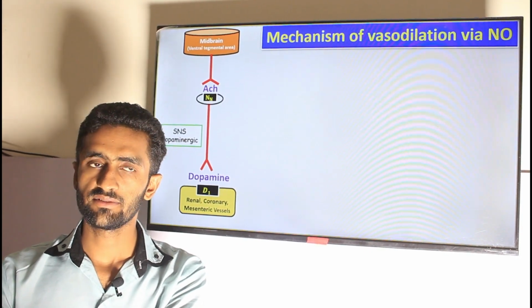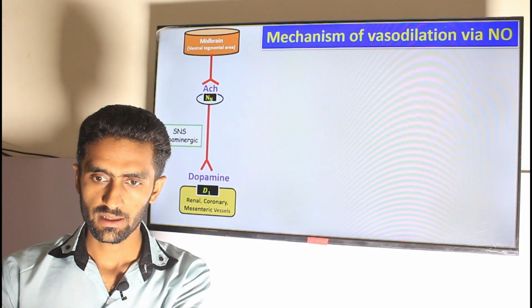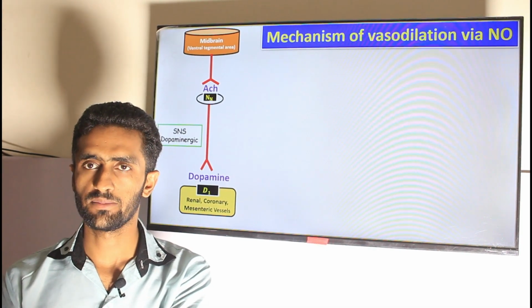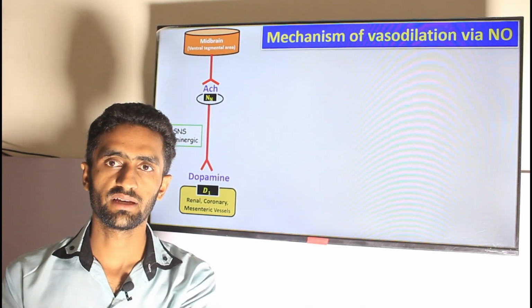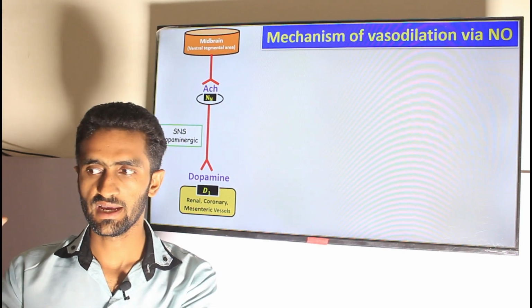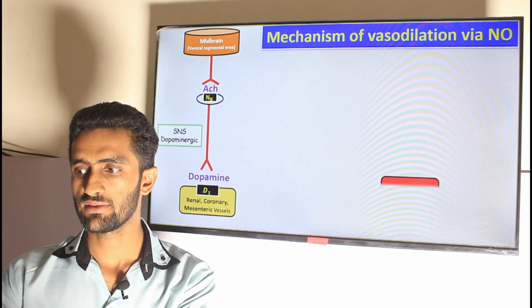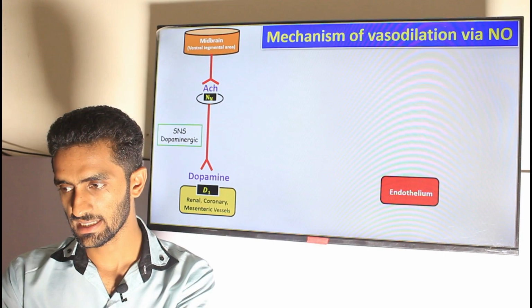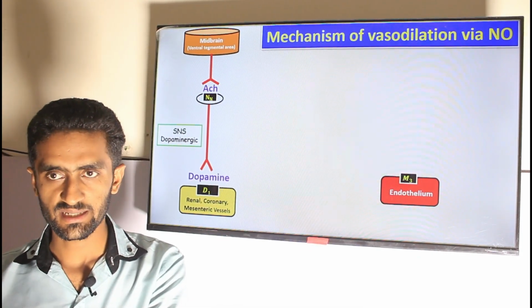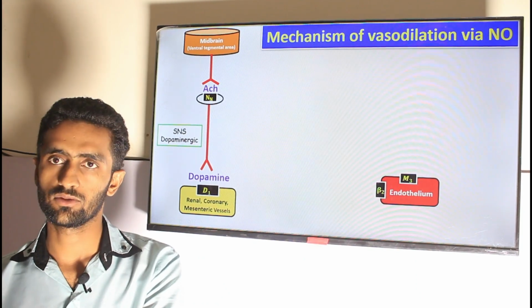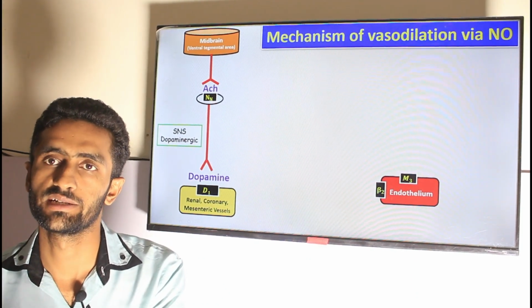Now the vasodilation system of the blood vessel. It is not direct; it occurs via nitric oxide from the endothelium. Just look at the formation in the endothelium system. What is happening in the endothelium? The endothelium has M3 receptors and beta 2 receptors. They both are not innervated.